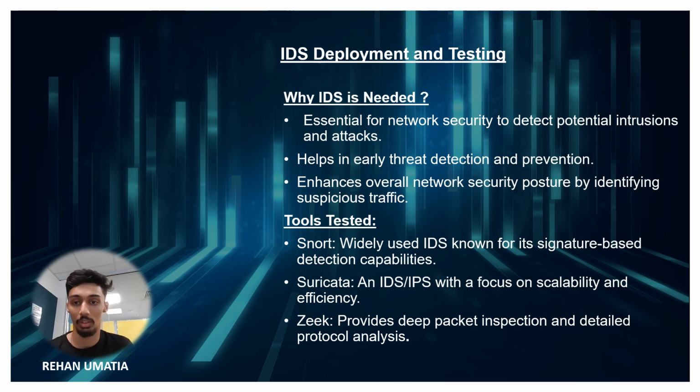For our testing, we focused on three widely used IDS tools, which are Snort, Suricata, and Zeek. Snort is known for its signature-based detection capabilities, making it a popular choice in many networks. Suricata, on the other hand, is valued for its scalability and efficiency in handling larger environments. Lastly, Zeek is known for its detailed protocol analysis, providing deep insights into network traffic. Now let's go into the performance findings of each tool.